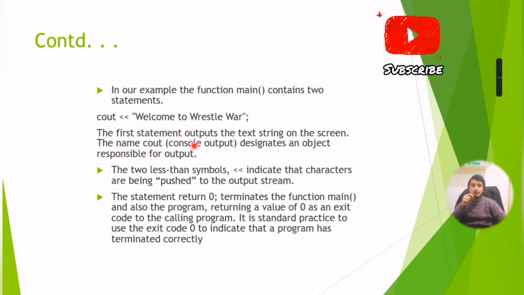The name cout, console output, is basically the short form of console output. It designates an object responsible for the output. As I have already discussed, cout is responsible for the output and cin is responsible for the input.